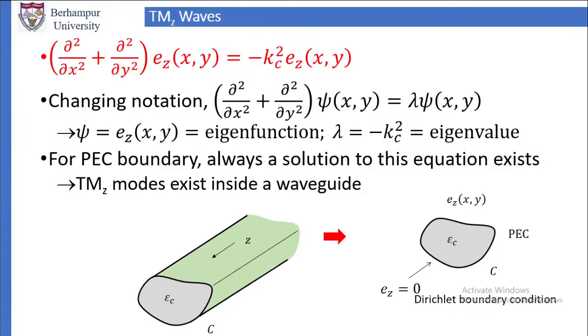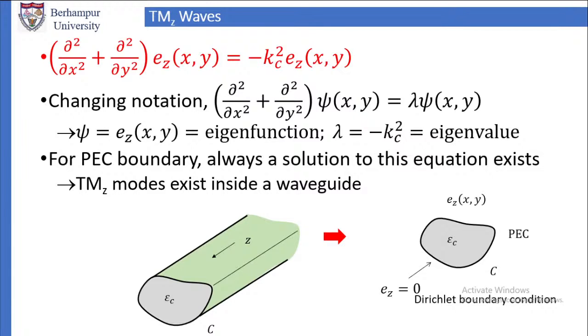Now, here the boundary condition is Ez equal to 0, because on a perfect conductor, the electric field is 0 on the surface. We are solving this equation for the electric field. Therefore, Ez will be equal to 0.